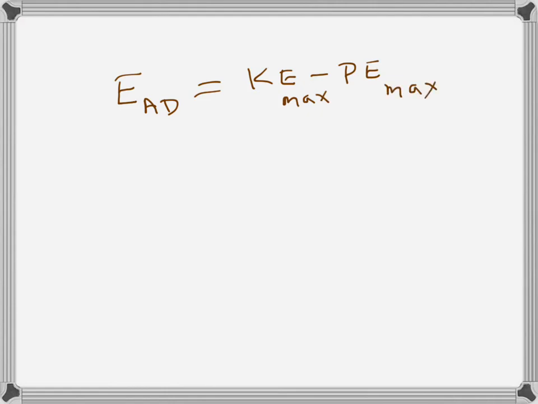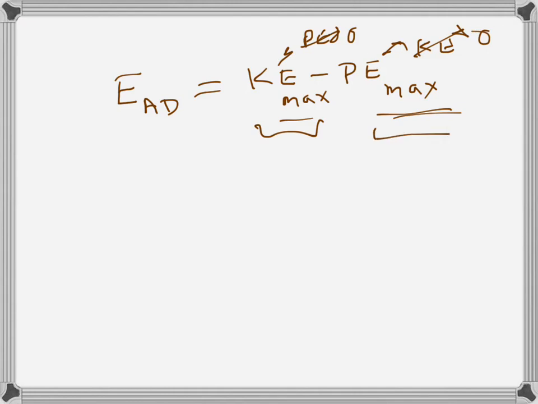KE max corresponds to the mechanical energy with which it started, and this is the mechanical energy at its maximum point, because at this point PE is max and KE equals 0, and there KE is max and PE equals 0. So only that corresponds to the total mechanical energy, of course. So this is the mechanical energy with which it started, and this is the mechanical energy when it reaches its maximum height. So that difference is 4 minus 3.92, which is 0.08 joules, which can be written as 80 millijoules.